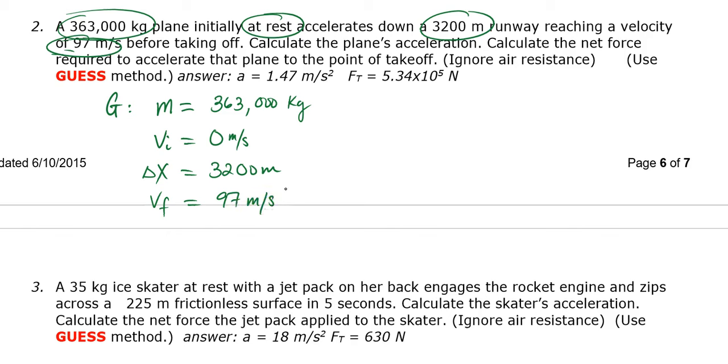Okay, that's a lot of numbers, right? So you don't want to keep all that in your head. You just want to write it down. You're actually looking for two unknowns, so I'll call this unknown 1. Unknown 1 is an acceleration.